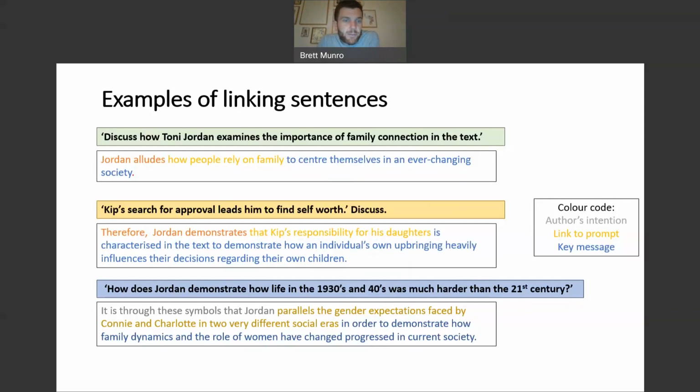And then lastly, with the prompt to do with the 30s and 40s and how it was much harder in the 21st century, it is through these symbols that Jordan parallels the gender expectations faced by Connie and Charlotte in two very different social eras in order to demonstrate how family dynamics and the role of women have changed in current society. Remember that this prompt is about how. How does Jordan do it? So there's the inclusion here of symbols.